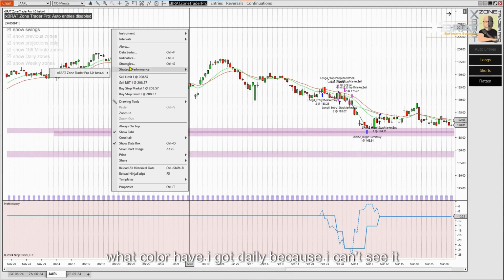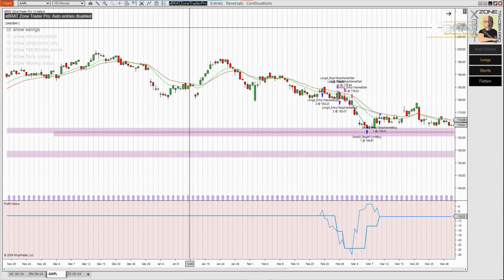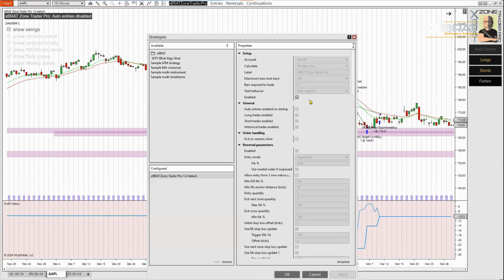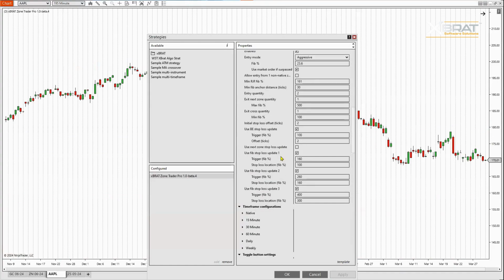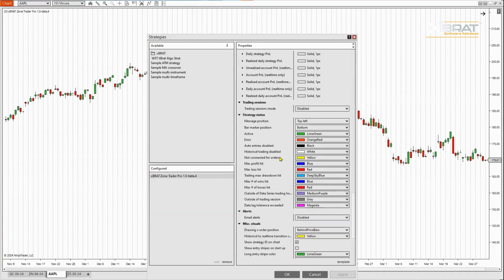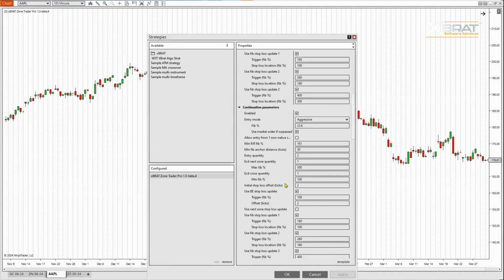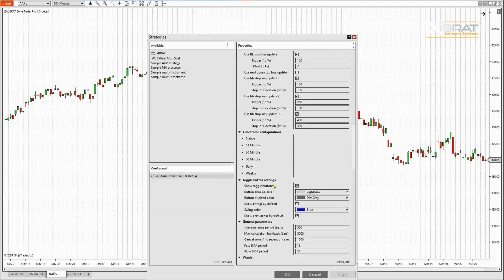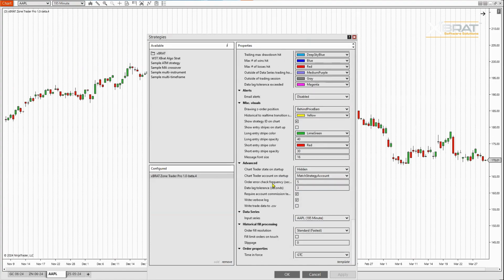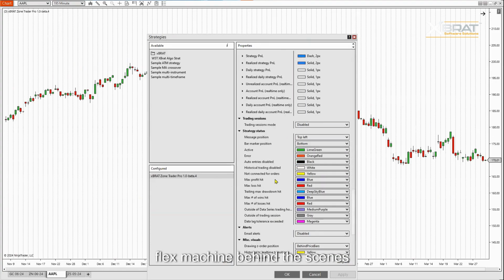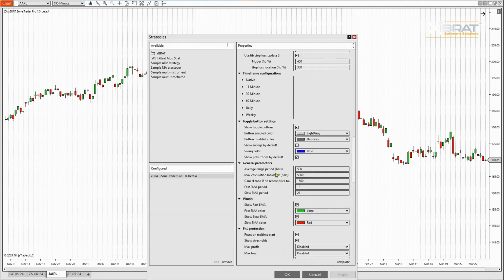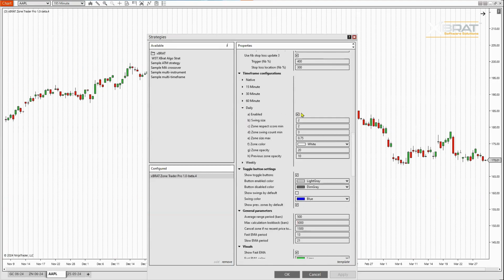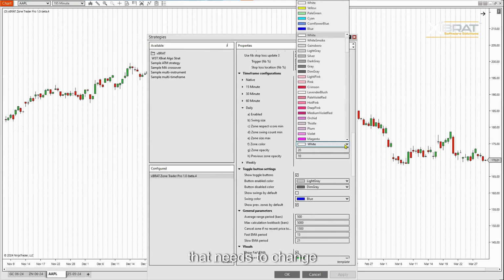What color have I got daily? Because I can't see it. Let's go into there. Complex machine behind the scenes. Bear with me a sec, guys. Daily. White. That needs to change.